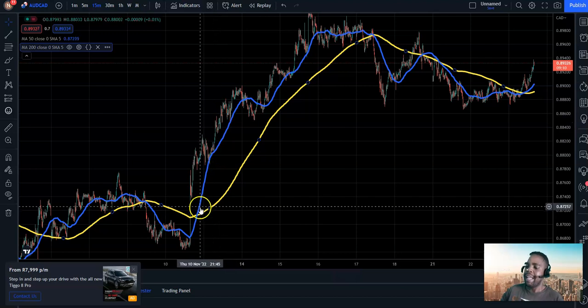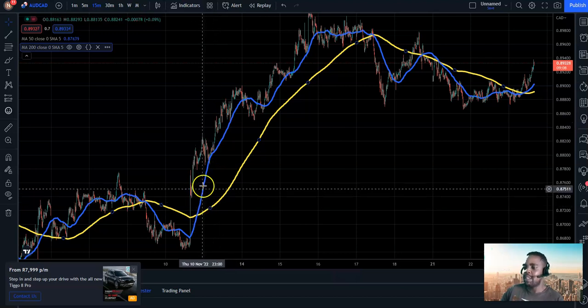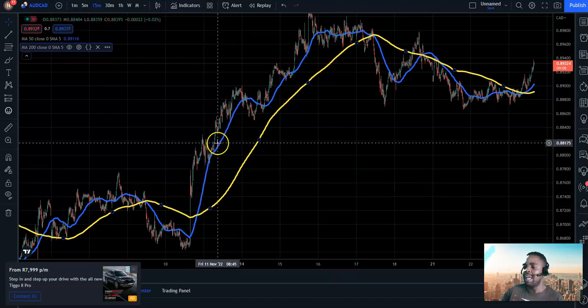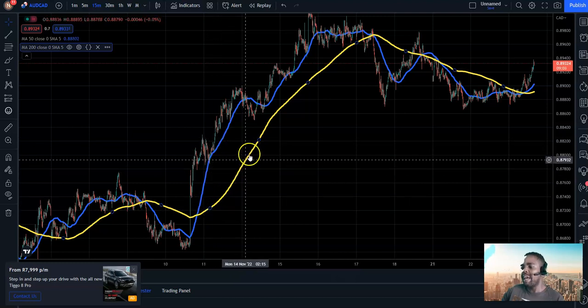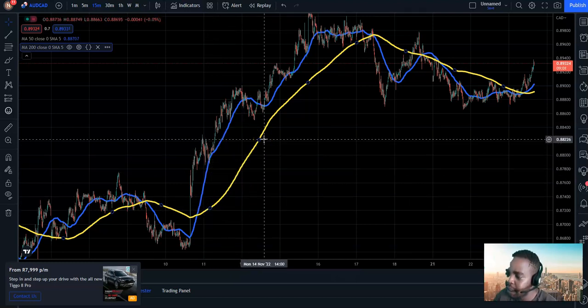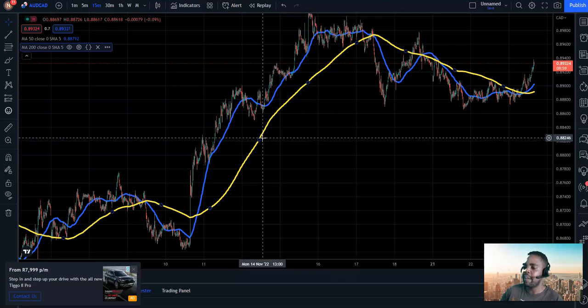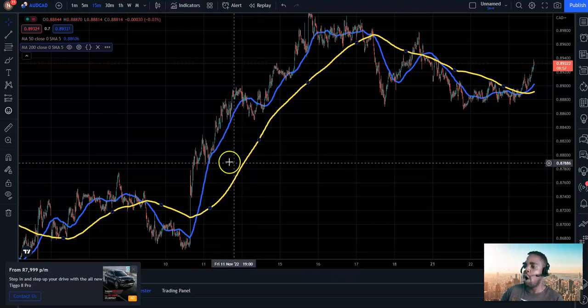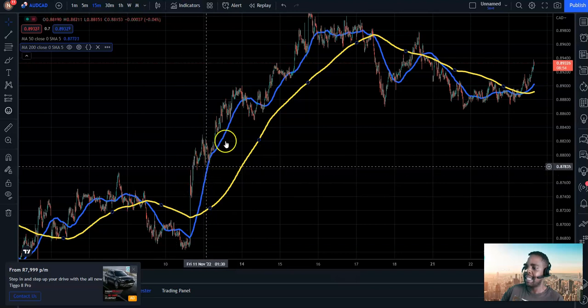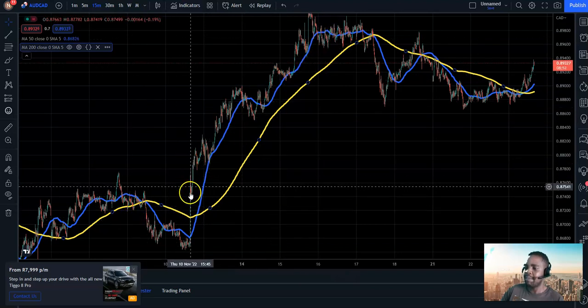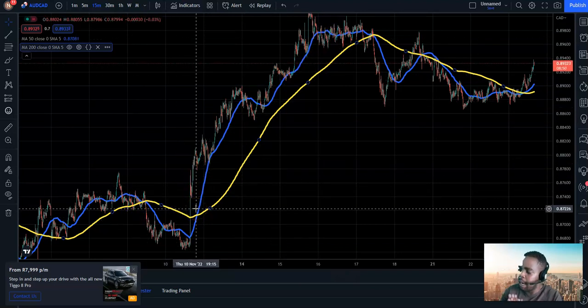Okay, so when the faster moving average, which is the 50 period, is above the slower moving average, which is the yellow one, the 200 period, it's a strong uptrend. It shows that there's an uptrend. Most of the time, golden crosses for simple moving average and 50 period and 200 period are used for long-term trades.